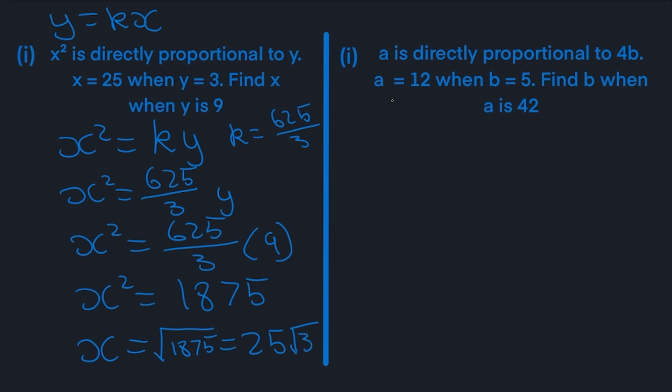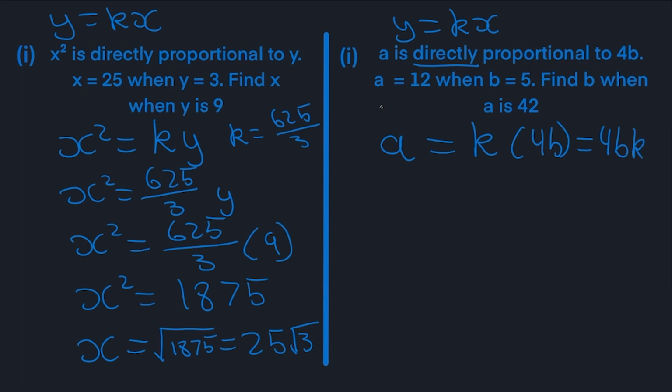A is directly proportional to 4b. A is equal to 12 when b is equal to 5. Find b when a is 42. Again, direct proportion, so y is equal to kx. This is very important. Our y here is a, since a is directly proportional to 4b. We could just rewrite this as 4bk. So a is equal to 4bk.